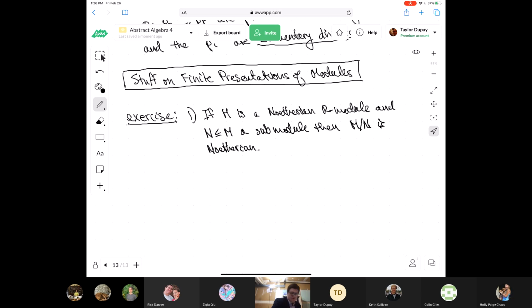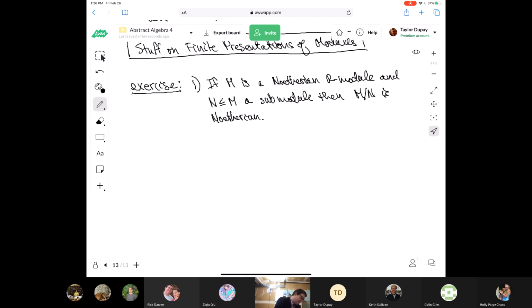So Noetherian, the two conditions that we think about are that there are no infinite increasing chains of submodules, or that every submodule is finitely generated. Those two things are equivalent, and the equivalence goes through this maximal element of a set, the Zorn's lemma type thing. So there's that third condition that we use to prove those two are equivalent.